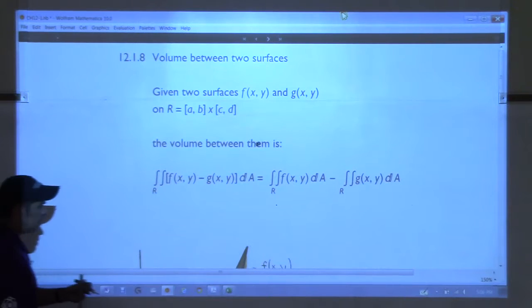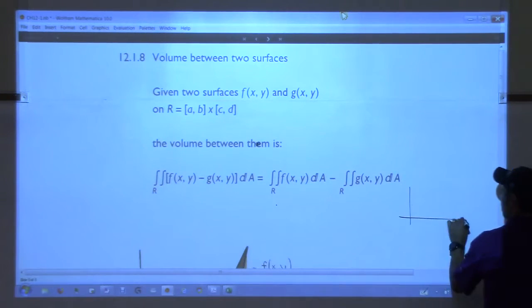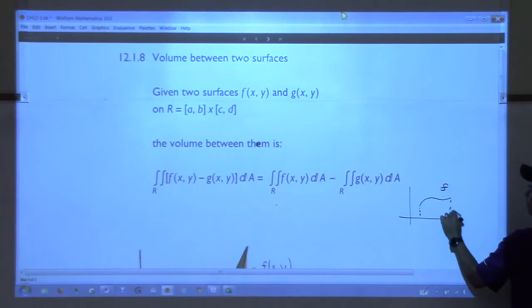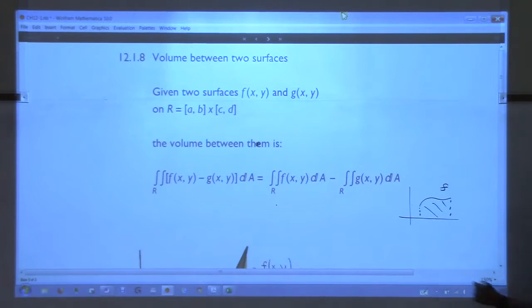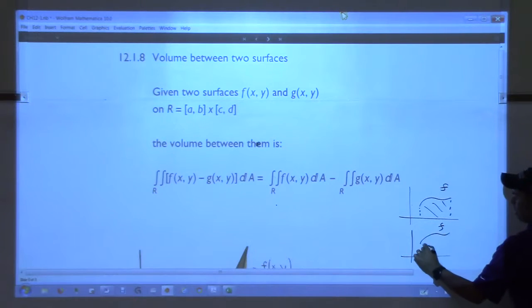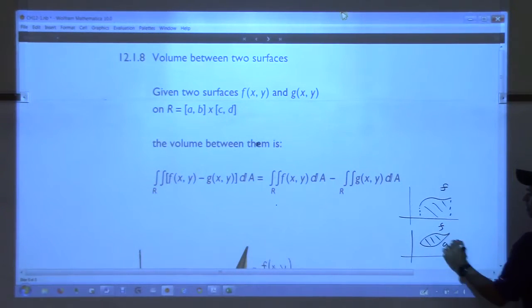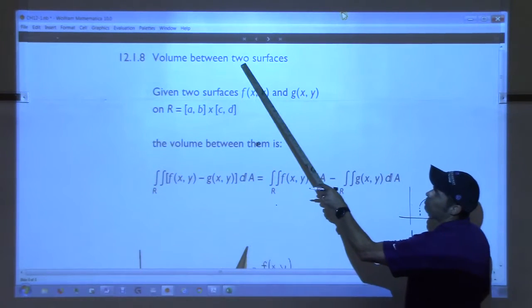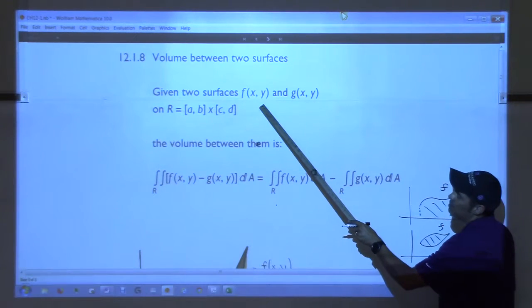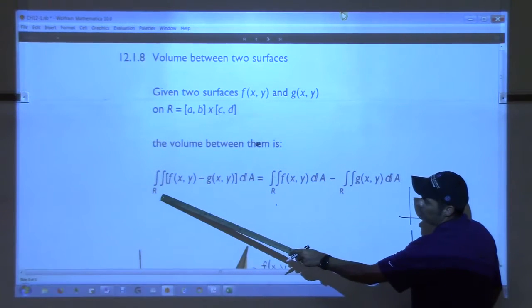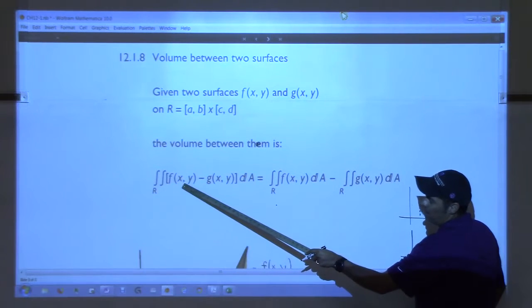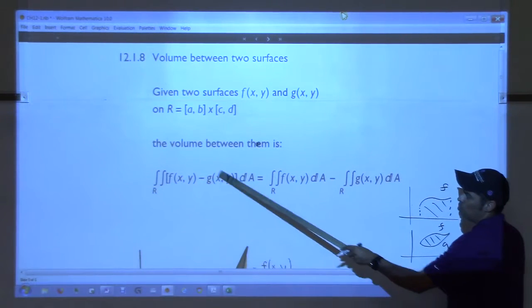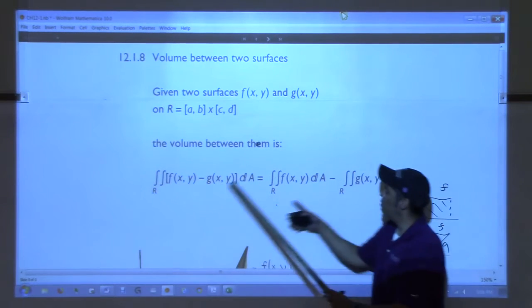Now, what about in Cal 2, when you first start out, you're saying, here's F, find the area, right? And then as you progress, you say, okay, here's F, here's G, find the area between them, right? And to do that, all you did was you figured out which one was on top, which one was on bottom, and you subtracted the two. That's exactly what this is saying. If we are trying to find the volume between two surfaces, then we will do the double integral over the rectangle of the top surface minus the bottom surface, which we can do either all together in one, or we can split them up into two.